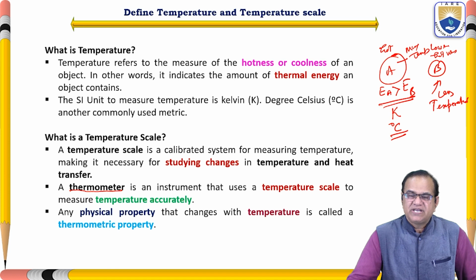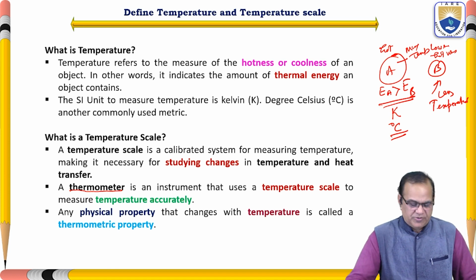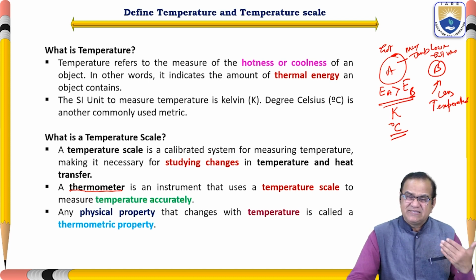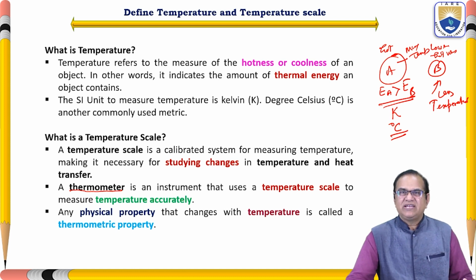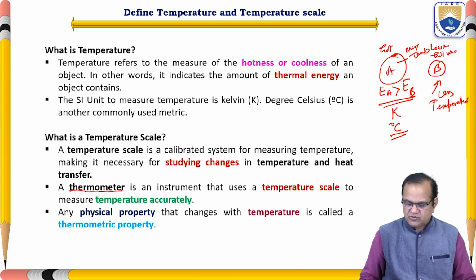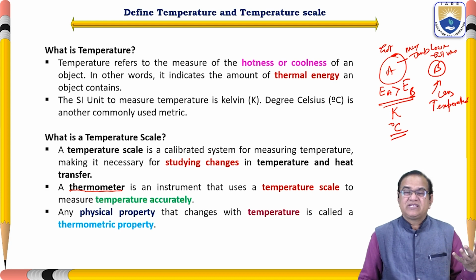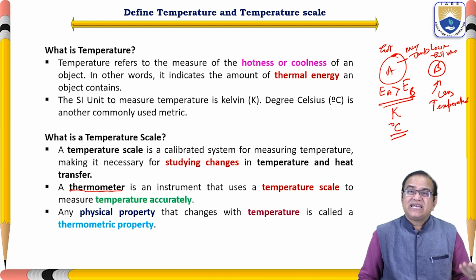Any physical property that changes with temperature is called a thermodynamic property. So this temperature is a very important parameter for thermodynamics, because it will change the energy level, and that is why it is a very important thermodynamic property of any system.